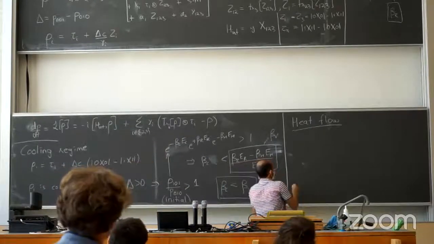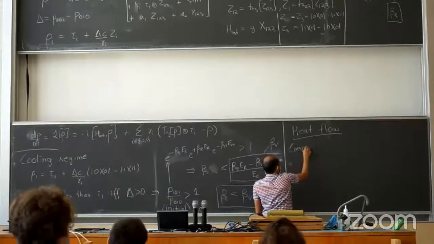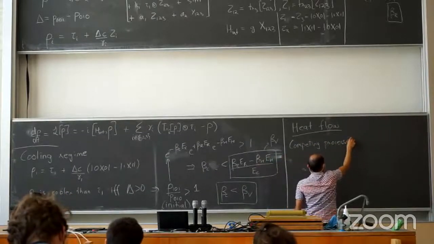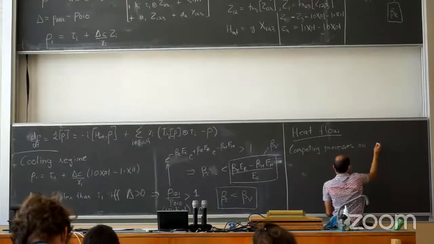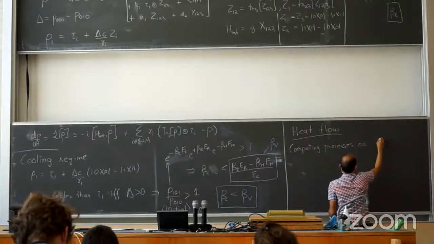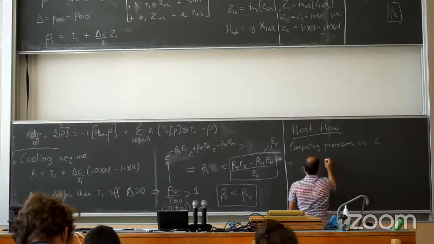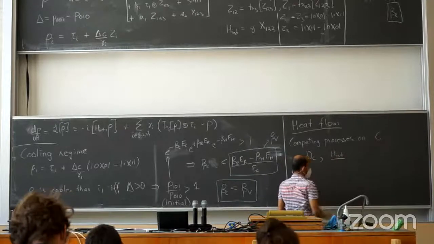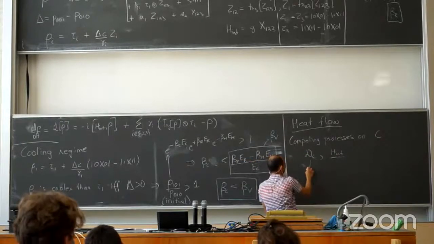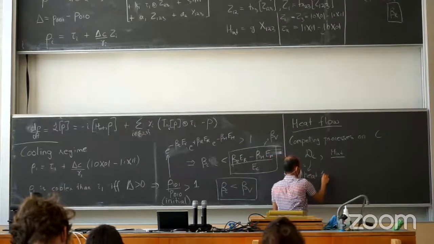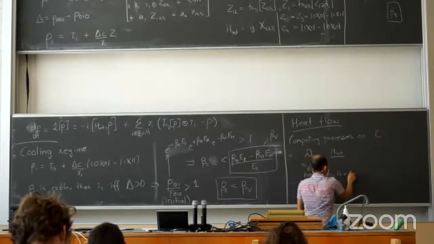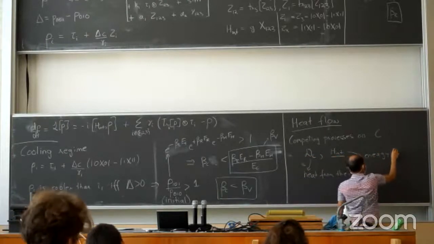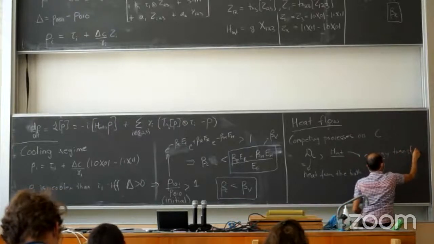So basically, I have 2 competing processes on system C, which are the dissipator on C and the interaction Hamiltonian, out of which the dissipator on C is heat from the bath, and the interaction Hamiltonian is an energy transfer within the state.